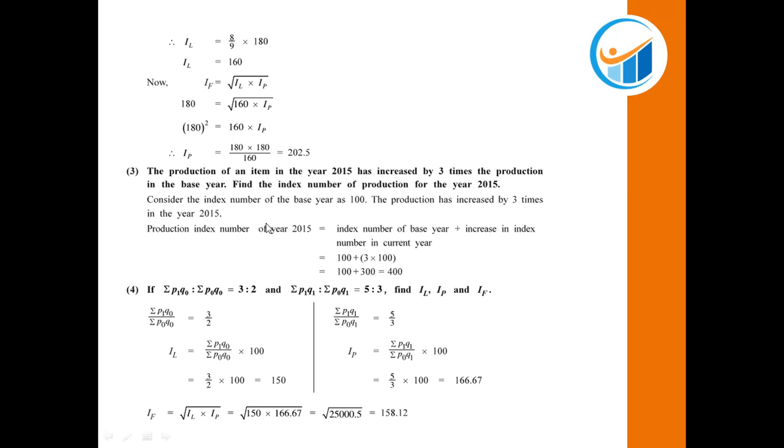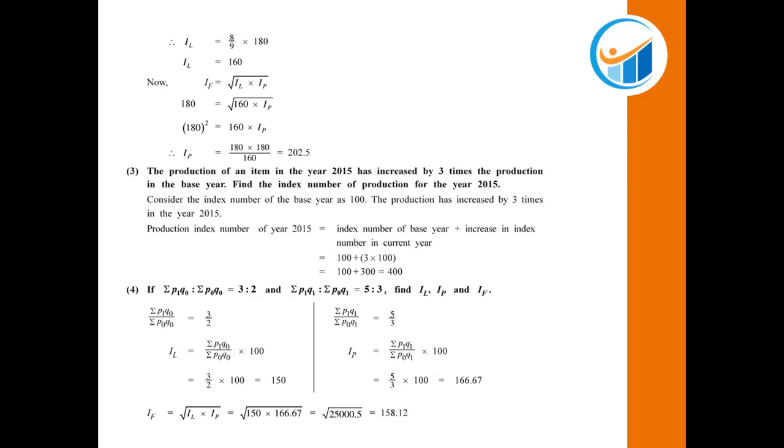So find the index number of production for the year 2015. Consider the index number of base year in the solution as 100. That is our note from the beginning of the chapter. Production has increased by 3 times in the year 2015. So the production index number of the year 2015 by the formula is index number of base year, 100, plus 100 into the increase, which is 3 times. So your increase will be the production of base year, 100, into 3 times. So 100 into 3 is 300 and the base year index is 100.